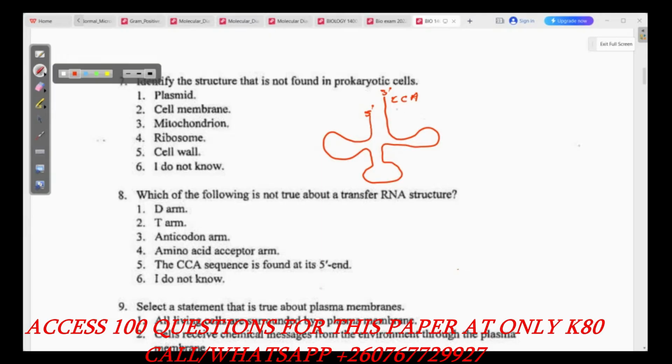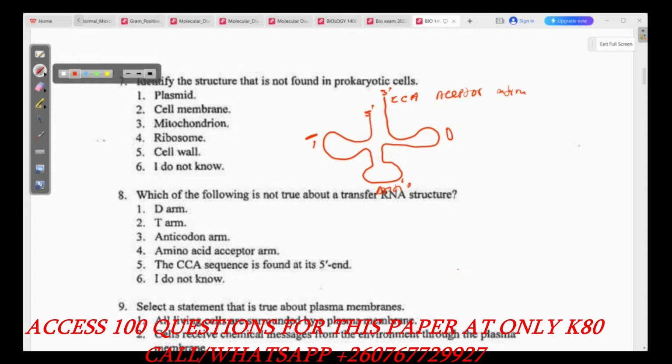The CCA sequence is at the 3' end, which we call the acceptor arm. That is where the amino acid is attached, the acceptor arm. So it has got the D arm. Yes, this is the D arm, the T arm, then this is the anticodon arm, and also the amino acid acceptor arm, which is the 3' end. So, which of the following is not true about transfer RNA?